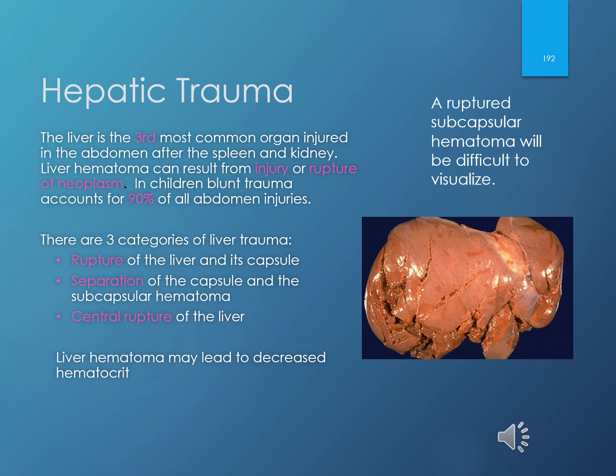There are 3 categories of liver trauma: rupture of the liver and its capsule, separation of the capsule and the subcapsular hematoma, and central rupture of the liver. A ruptured subcapsular hematoma will be difficult to visualize.